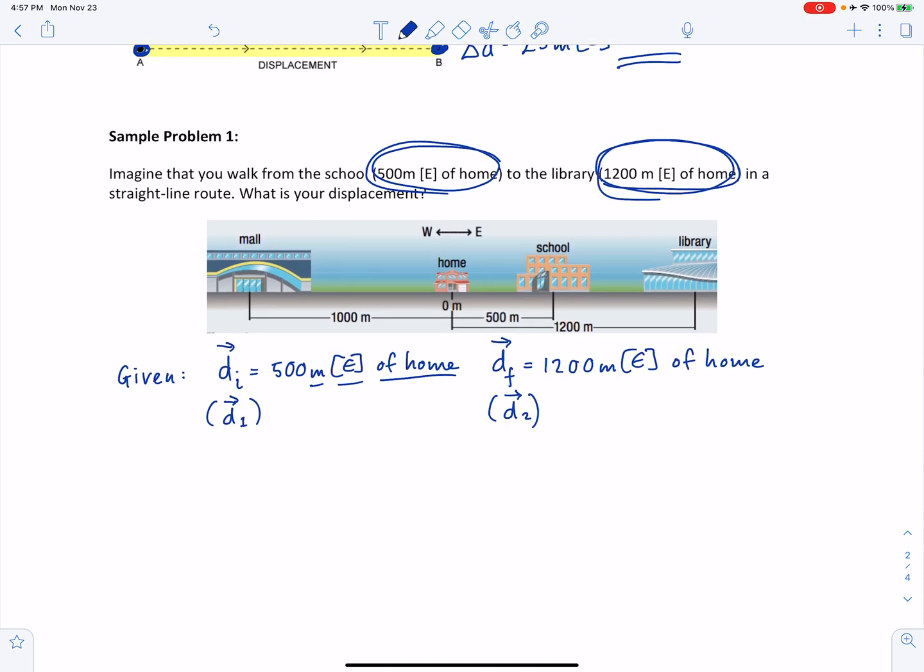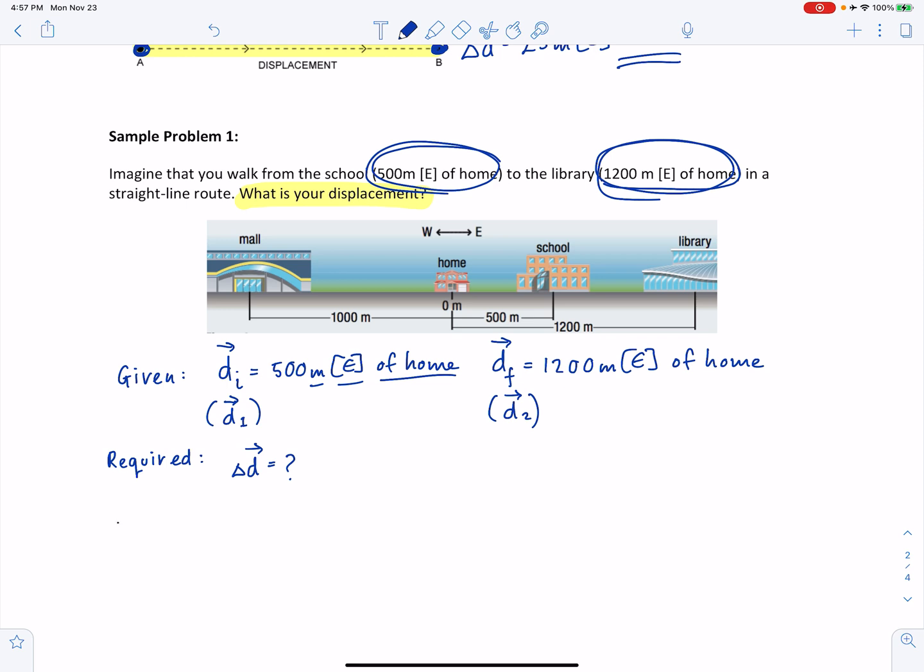Okay, after you've done the given step and written down everything that's given in the question, our next step is to find out what they are asking us to do, what is required. And what they are asking us to do is to determine the displacement. So we need to find delta D with an arrowhead on top. That is the symbol for displacement. So you write down what you need to find.